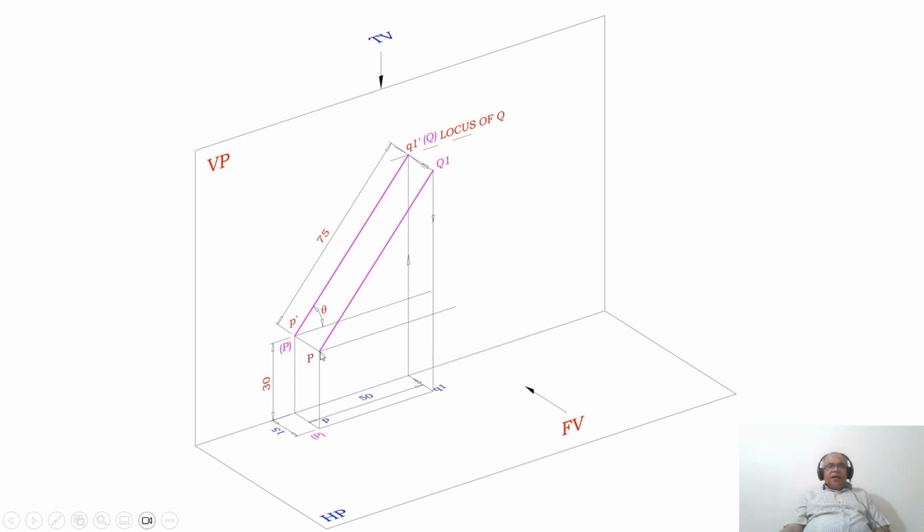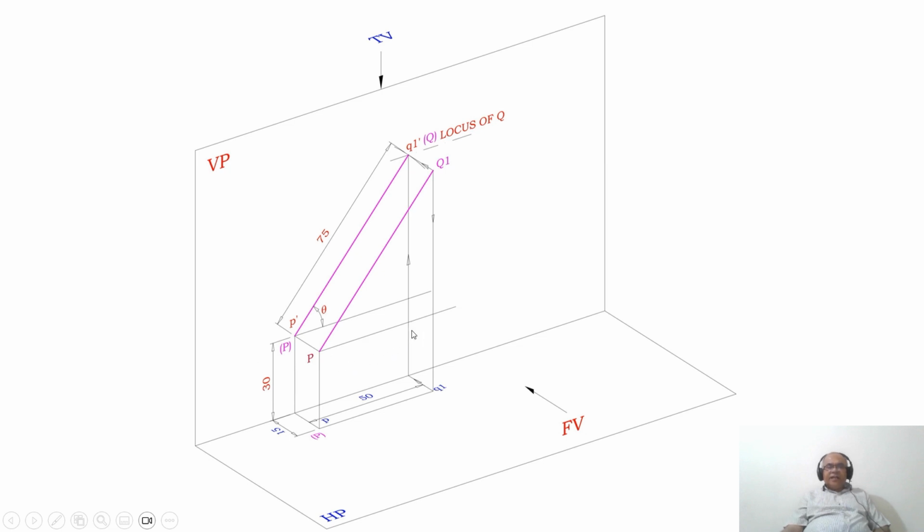And what is the distance of the point P above HP? The distance of the point P above HP is 30 mm. So when you look from the front view, you can see the distance above HP, which is 30 mm. That can be seen in the front view, that is in VP. Where is VP? VP is here. So P dash and Q1 dash are going to have the length equal to 75. So this distance from here to here, when you look from the front view, the distance between the end projectors is 50 mm.